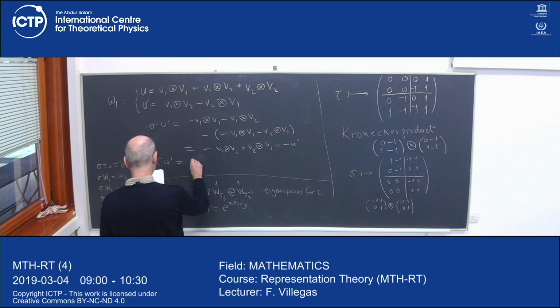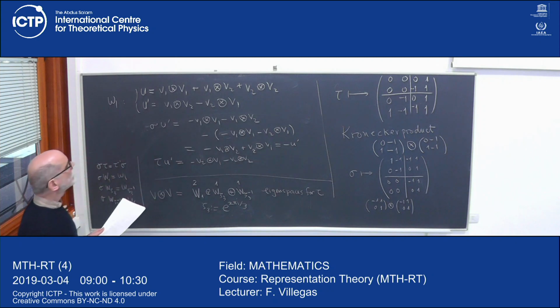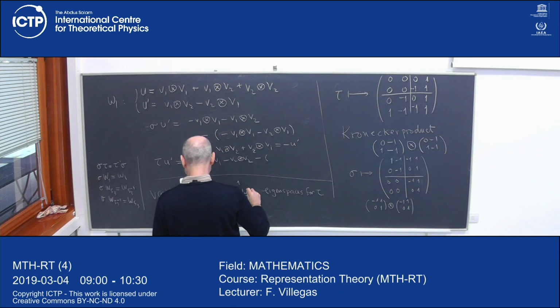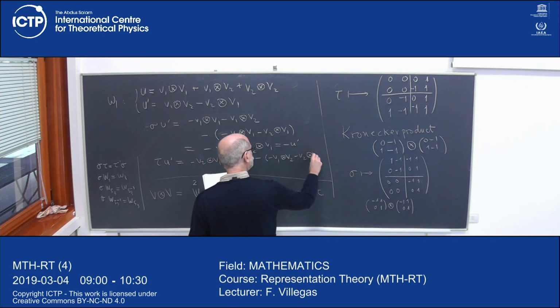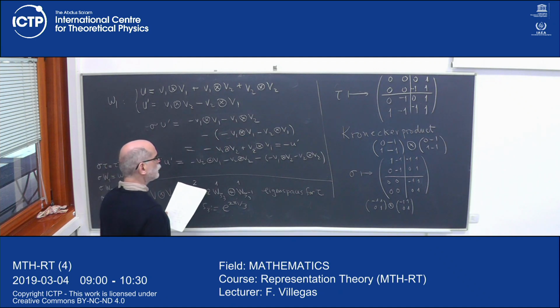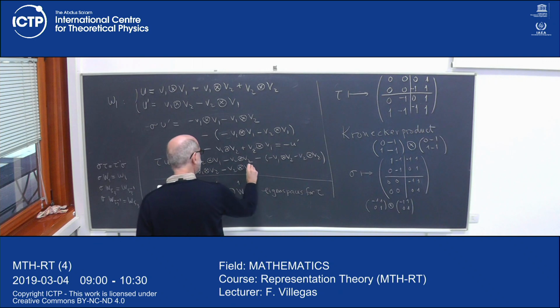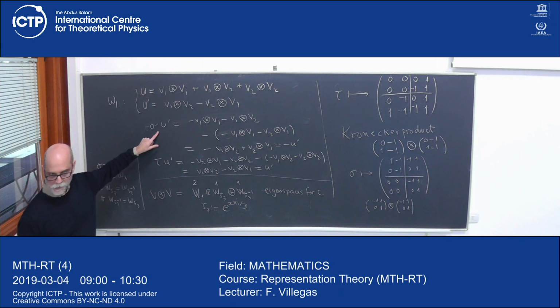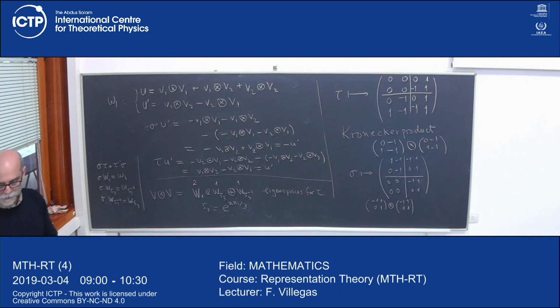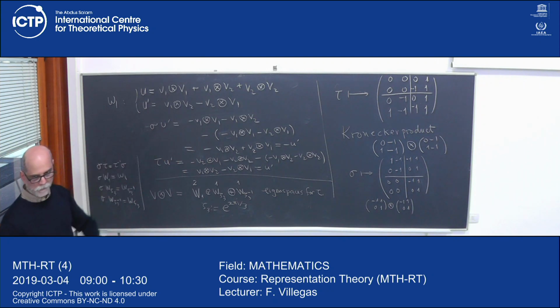V1 tensor V2 goes to minus V2 tensor V1 minus V2 tensor V2 according to what we did. And then V2 tensor V1 goes to minus V1 tensor V2 minus V2 tensor V2. And so we get V1 tensor V2 minus V2 tensor V1, which is in fact U prime. So tau fixes this vector, sigma changes sign of it. So this line gives you a representation of the group S3 isomorphic to the sign representation. And this other vector, it'll be a little longer calculation, is first of all fixed by tau and also fixed by sigma.